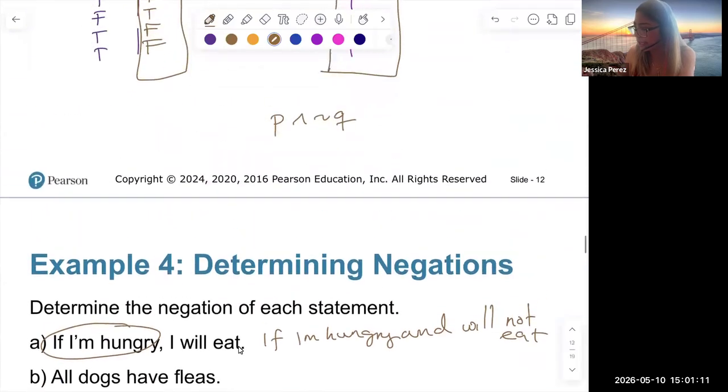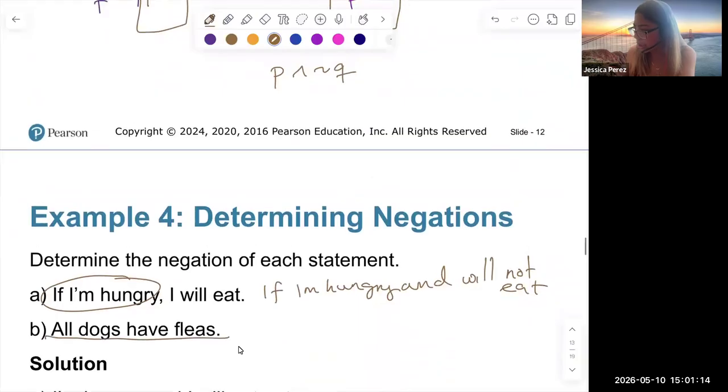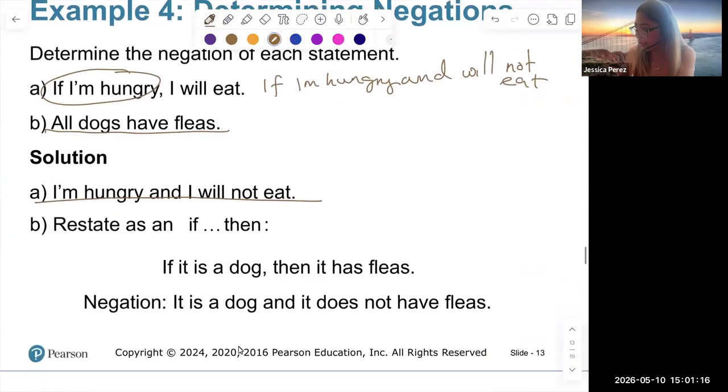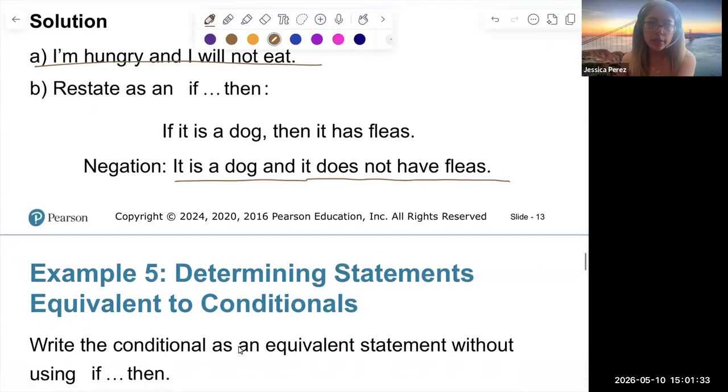All dogs have fleas. So you have all dogs and do not have fleas. So a dog and it does not have fleas. So you're negating: you start with the first statement staying true, and the second statement will be changed to a negation.